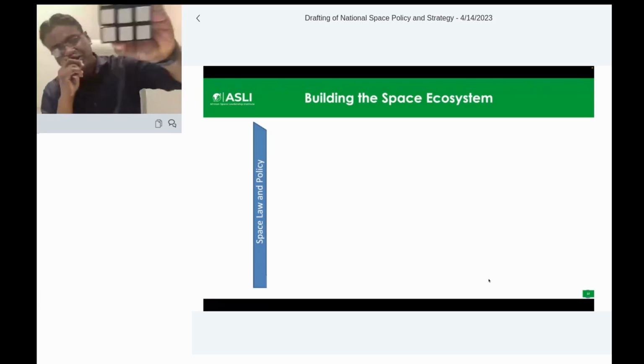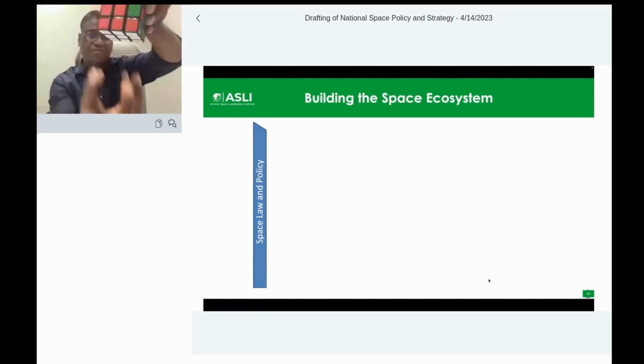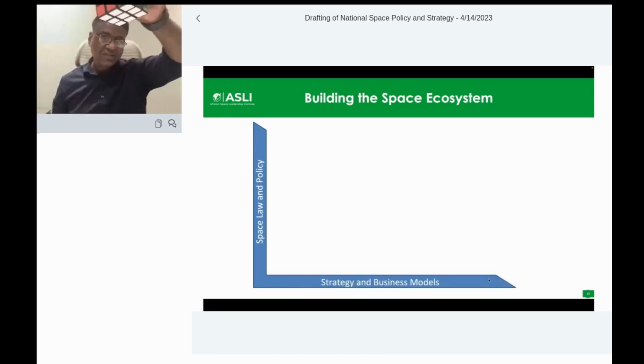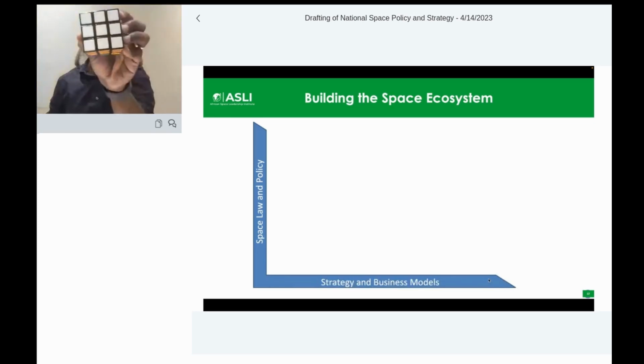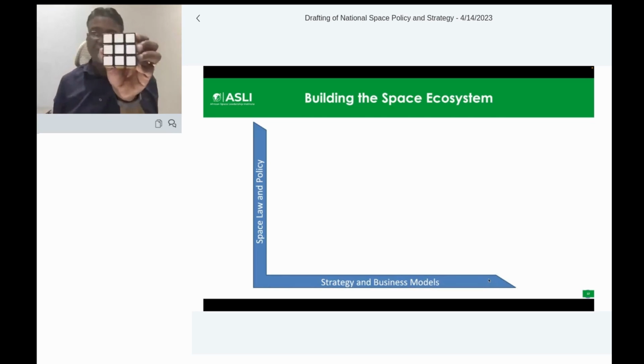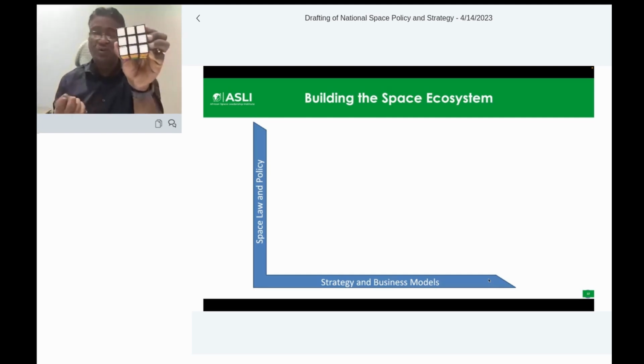So what I've done, please, I've done the white cross. Now I've done the first layer, okay? Remember in the first layer, I've paid attention to the cross, the white cross, which is my law and policy. That's like defining the trenches. Now I'm filling up the trenches and the pillars for this building, which is your strategy and your business model.